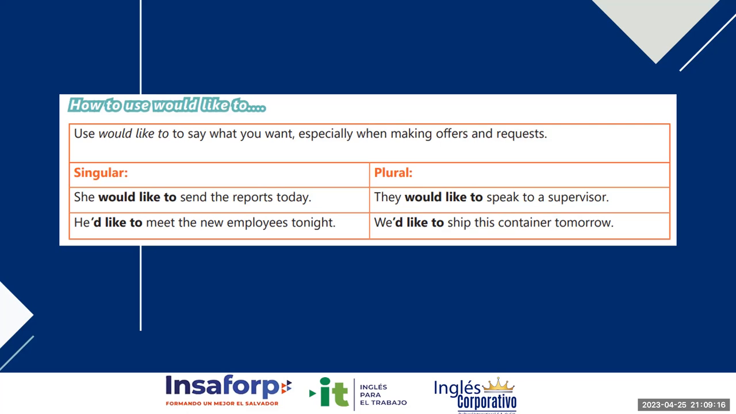Teacher, what is the signification of would? Would. Okay. When we combine, would is a modal verb. But when we combine with like, ahí dice gustaría. Hacemos la combinación con otro verbo. Lo que equivale al español que sería haría. ¿Sí? A él le gustaría enviar los reportes hoy. A él le gustaría conocer los nuevos empleados. Y en el plural, a él le gustaría hablar con un supervisor. A nosotros nos gustaría enviar ese contenedor. That is the meaning.